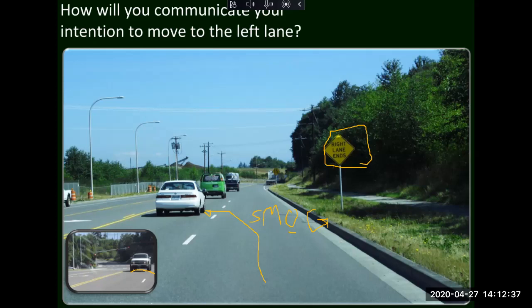Okay. And the reason why signal is first is if there was a car close to us or almost in our blind spot, as soon as we put that signal on, that car is going to speed up and close the gap between the car in front of you or the car in front and them.